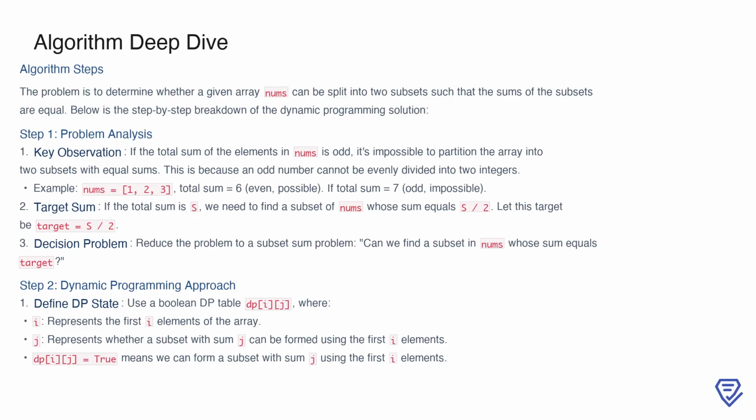With this in mind, our goal becomes finding a subset of the array whose sum equals half of the total sum, which we call the target. This transforms the problem into a classic subset sum problem. We need to decide if there exists any subset in the array that adds up to this target value. To solve this, we use a dynamic programming approach, where we define a DP table dp[i][j] to represent whether it's possible to form a subset with sum j using the first i elements of the array. If dp[i][j] is true, then such a subset can be formed, otherwise, it cannot.